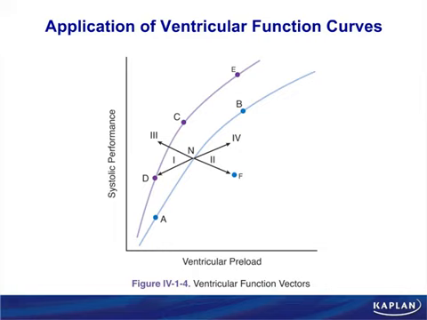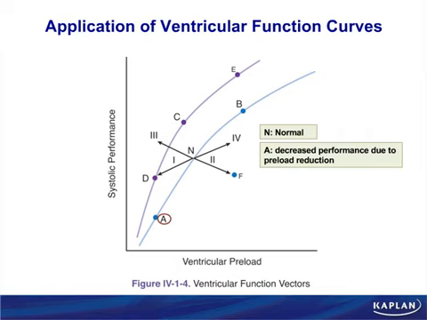All right, let's apply this to USMLE Step 1. We have two different curves here, a blue line and a purple line. First thing we're going to do is say N. This point N represents the normal point. Notice, if I move down the blue line to A, so I move from N to A, this means a decrease in performance because of a decrease in preload.